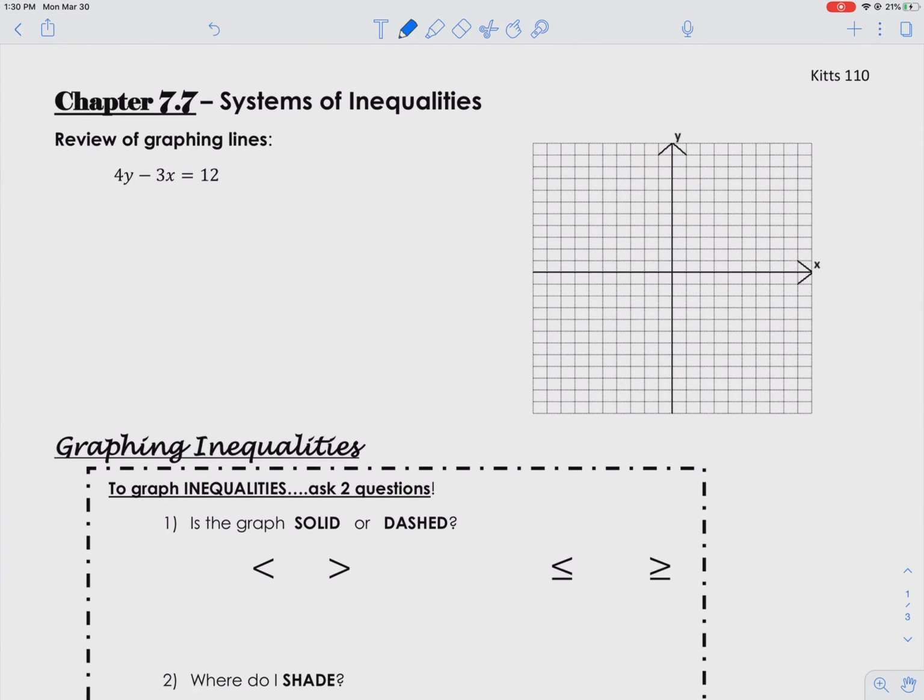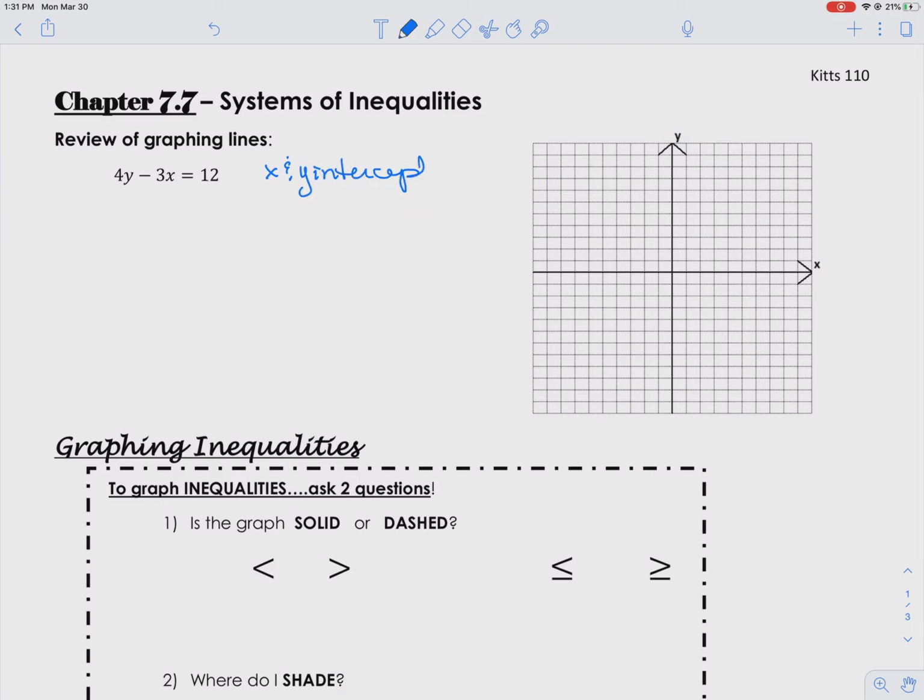Well, let's get started. So we're going to do systems of inequalities. I'm going to start just by reminding you how to graph lines. We've done that in this chapter, but I'm going to show you what I call the shortcut. You've seen this shortcut before, but you may have forgotten about it. Instead of solving this for y, we're going to use x and y intercepts.